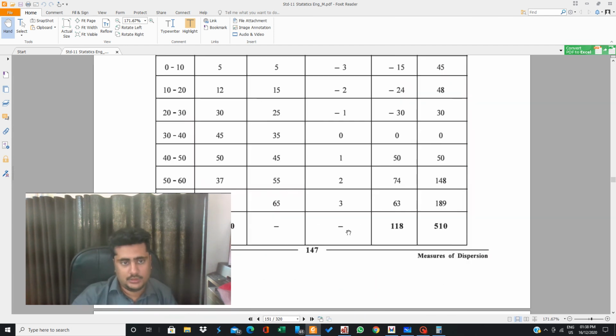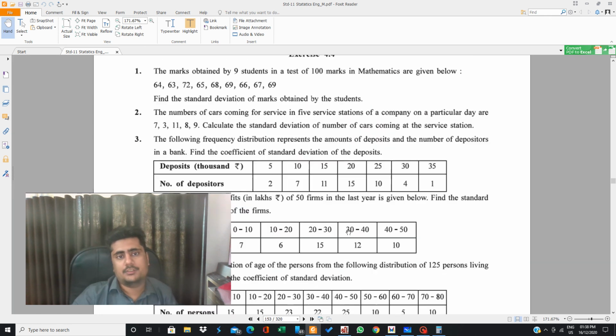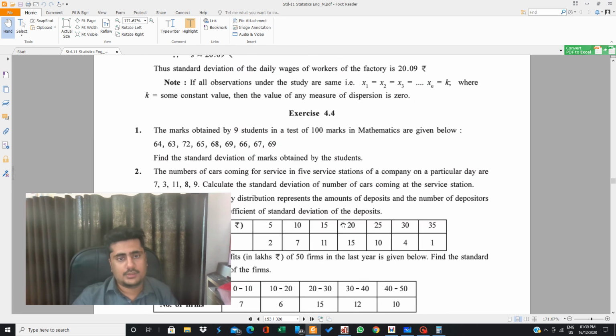Done. So again, this is the kind of sum we are solving from this exercise. Exercise 4.4, third question. The following frequency distribution represents the amount of deposit and the number of depositors in a bank. Find the coefficient of standard deviation of the deposits. Deposits in 1,000 rupees, number of depositors.